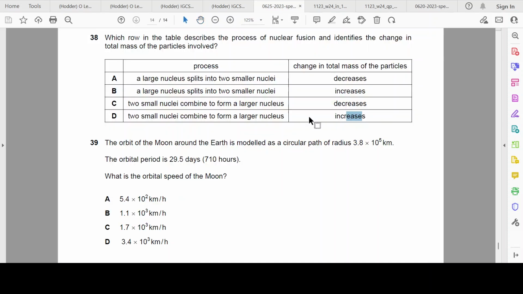So even though it's tempting to say that it's going to increase because you're putting two small things together, like 2 plus 3 is 5, yes. But keep in mind that you're also losing a neutron, and so the total mass of the particles is actually going down. That's why the option is C.